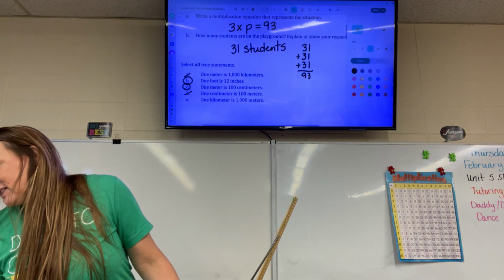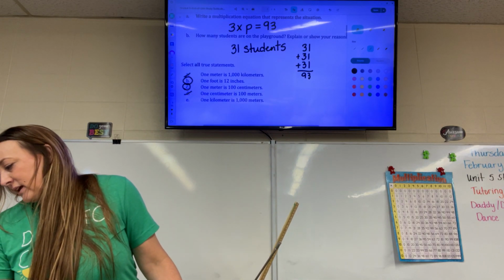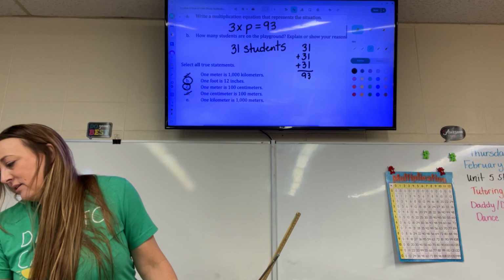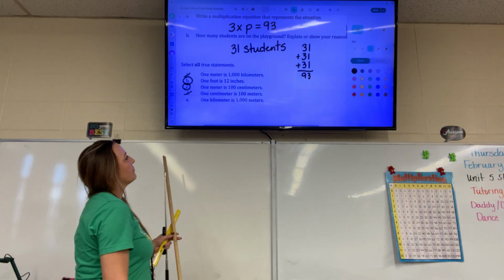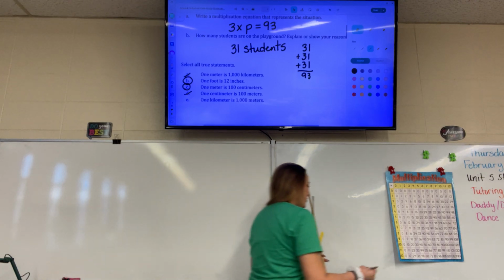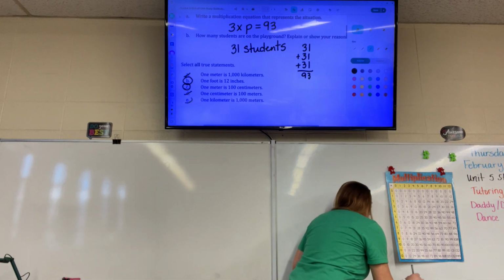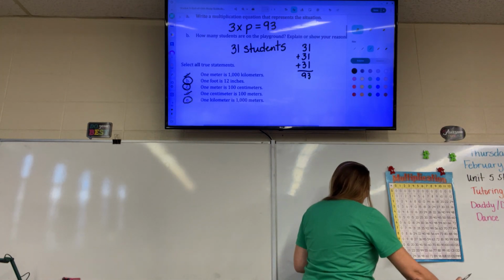So it's the second one, the second conversion. Under length, 1 kilometer is, what's it say? 1,000 meters, so that one's true. So make sure you've circled B, C, and E.